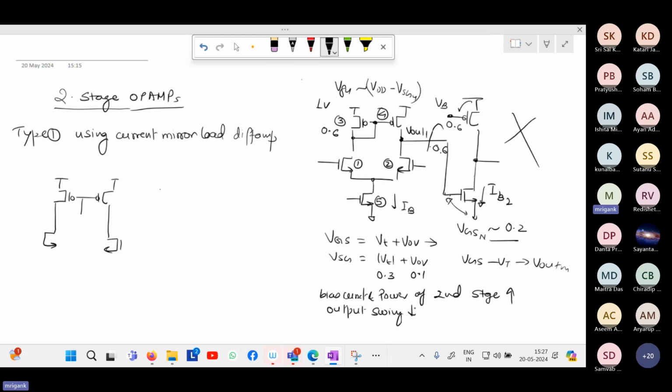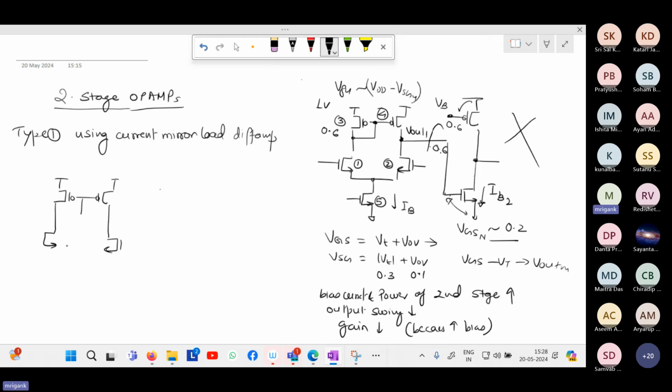And we also have biasing difficulty. VB has to be biased. And there is no correlation between the bias current IB2 and IB. So we are not able to control it specifically. We are not able to maintain a desired IB2. And from the gain point of view also, you are going to get lower gain because of larger bias current.